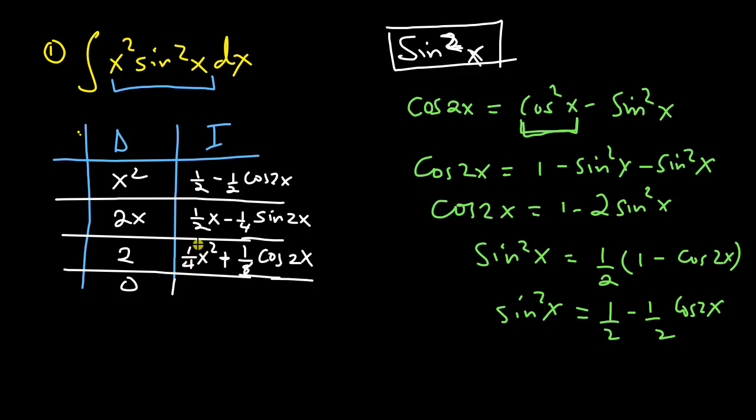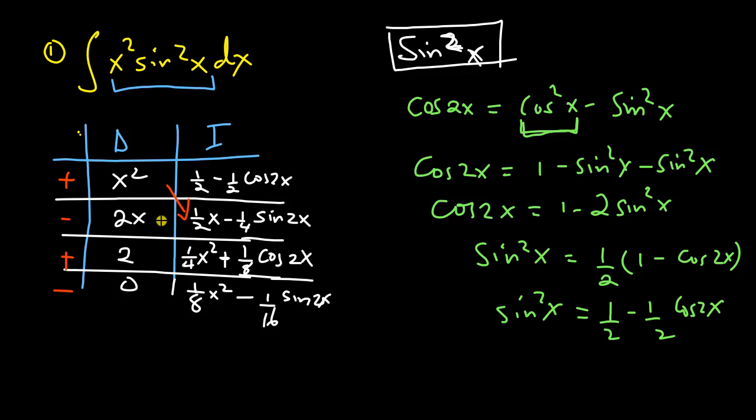One more time, this is going to be 1 over 8 x squared. Let's see what we have here. The integral of cosine is sine, so this is going to be a minus 1 over 16 sine 2x. We're almost there. Let's put signs here, plus, minus, remember, alternating positive and negative signs.